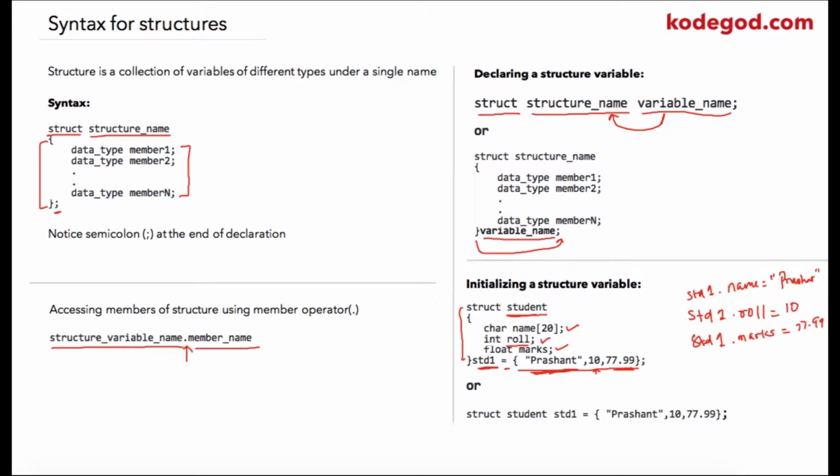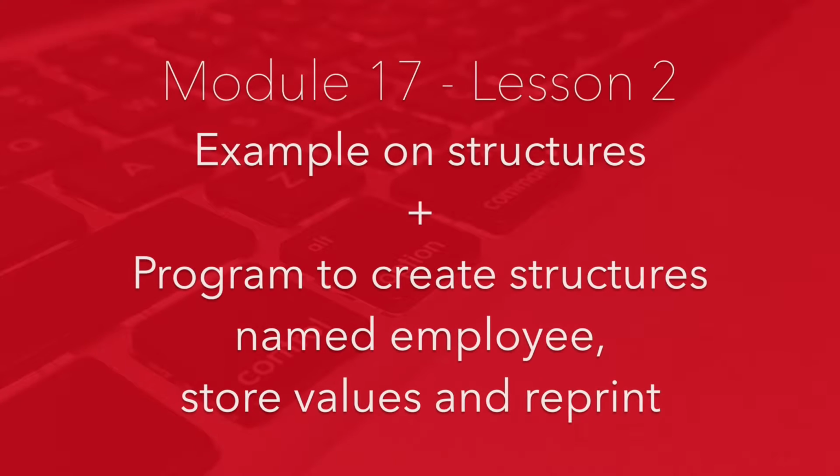There is one more method using which you can initialize your variable. When you have your structure defined, you can simply write struct, structure name, and your variable name for that structure, and then you can specify values for your structure.